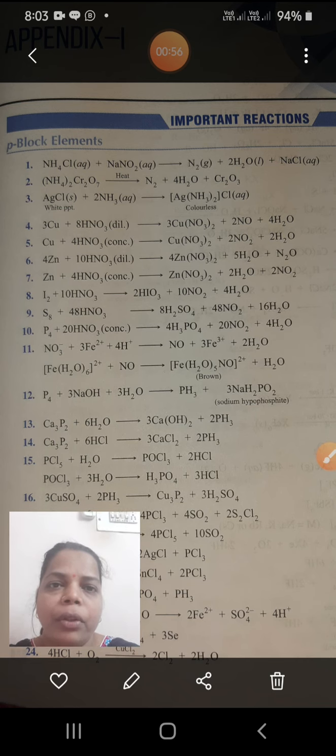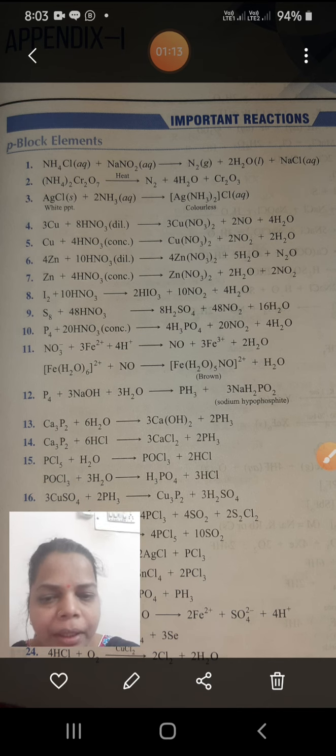Now here we are going to start the third aspect of this chapter, that is reactions. Sometimes the questions are asked what happens when this and this are treated, or they can give an incomplete reaction and you have to complete the reaction, so that can be given.